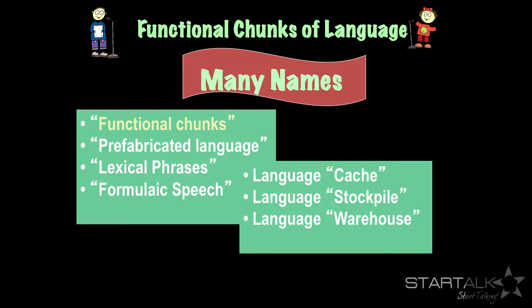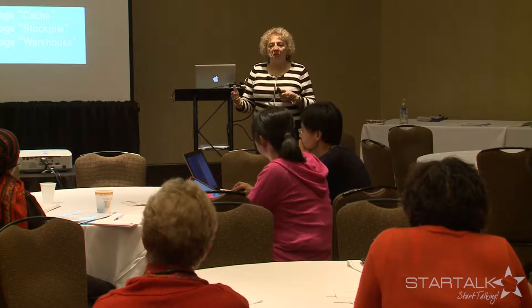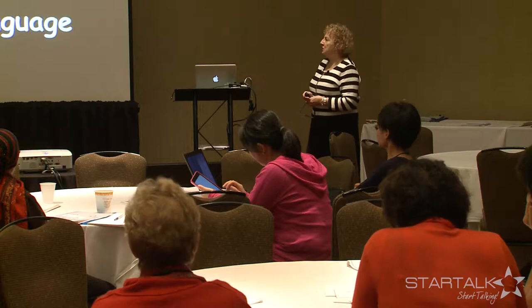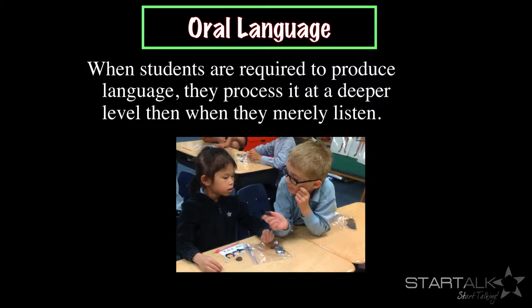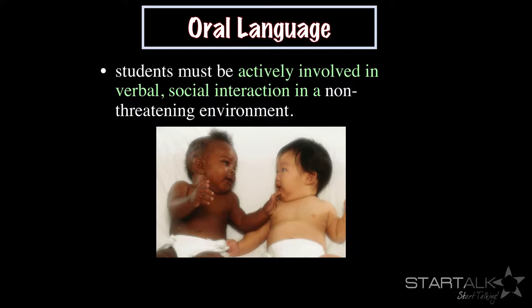We're stockpiling these phrases, we're stockpiling these sentences, and we're able to use them later on as we build proficiency. So obviously, it's oral language that I'm talking about. Oral language is very important because when kids use the language, no matter in what way, they process it at a deeper level than if they're just listening. Correct? Correct. And they have to be actively involved in a non-threatening social environment.